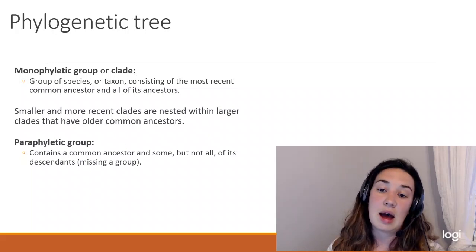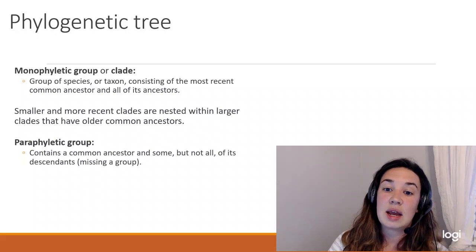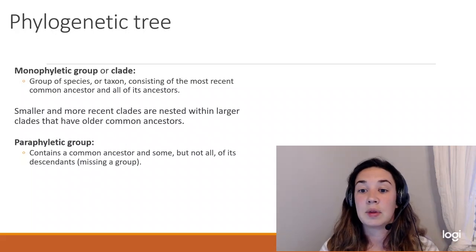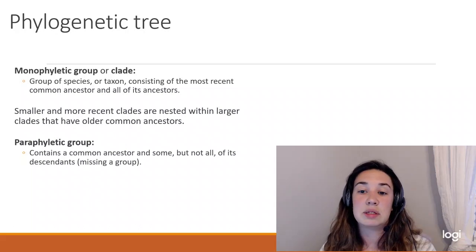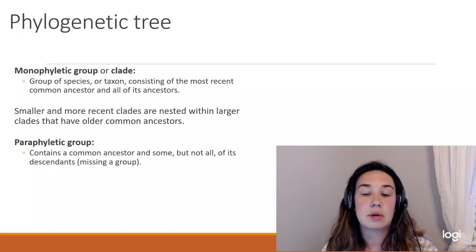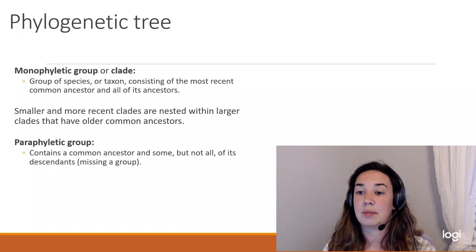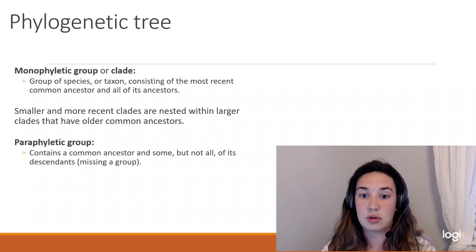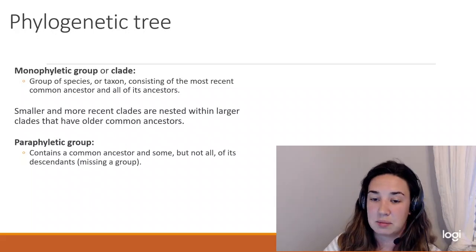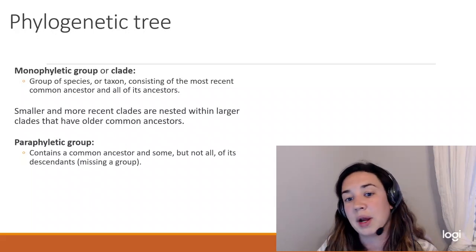When we look at the next term, we have paraphyletic groups. And this is the opposite. This contains a common ancestor and some, but not all, of its descendants. So it's missing a group. We're missing someone in its descendant line. We're not including everybody that should be included, basically. So someone is missing here. That's our paraphyletic group.